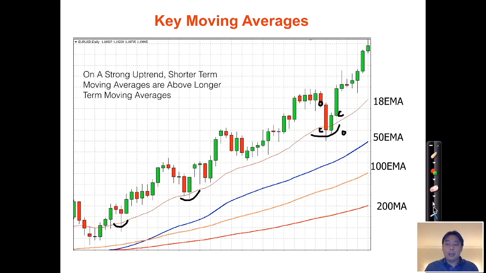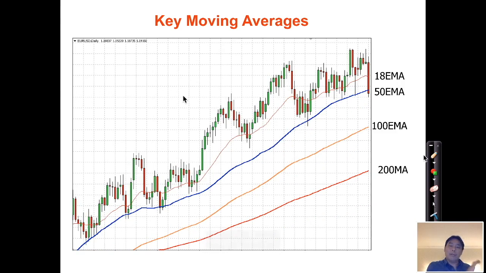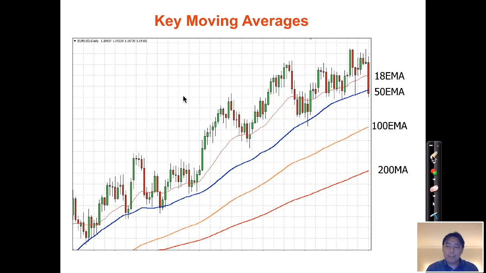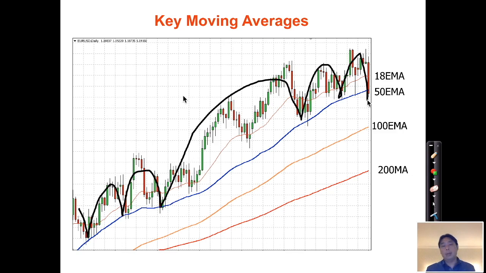Now sometimes it will test the 50 moving average, like so. So again, you can see a very clear uptrend where it's in sequence, 18 moving average. This is the 18, this red line, above the 50, blue line, 50 above the 100, 100 above the 200, in that sequence. So you want to see the sequence to know it's a clear uptrend, only then do you buy. And again, you can see, in this case, it bounces off the 50 moving average, right? It goes bounce, bounce, bounce.